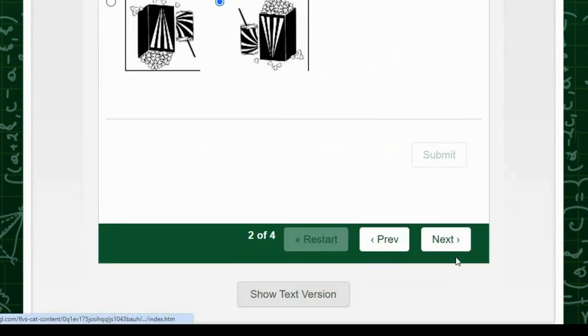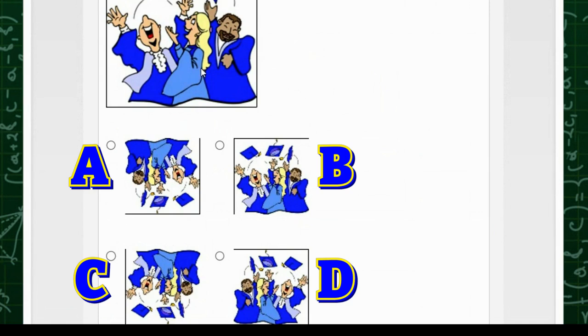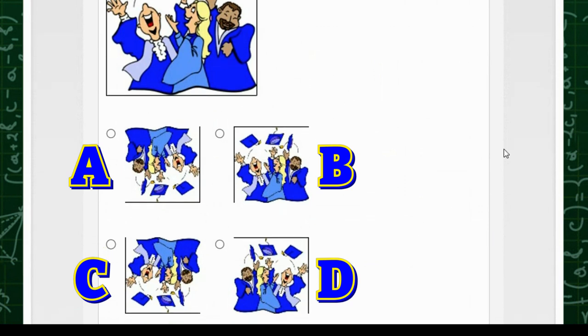Okay, now we're going to switch to the x-axis. So, this was a little tricky. I had people miss this one yesterday. So, if we reflect this image over an x-axis, is it going to be A, B, C, or D? People missed this one yesterday. This was tricky.